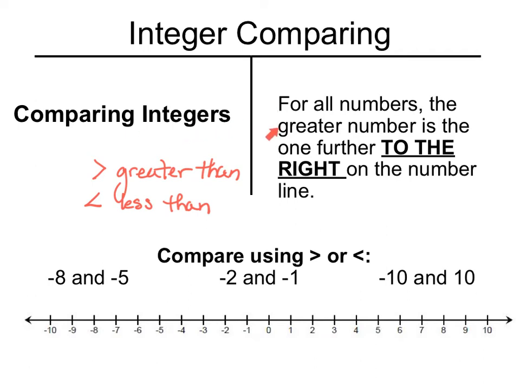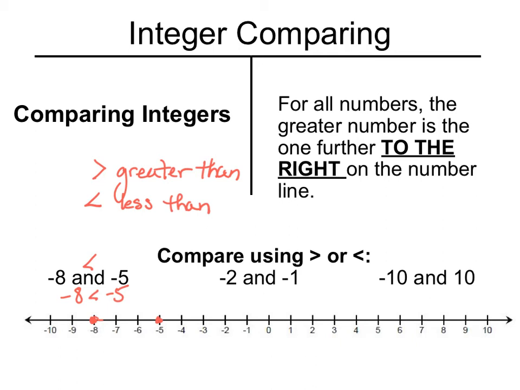All right, comparing integers. For all numbers, the greater number is the one further to the right on the number line. So just keep in mind the one that is further right is always the larger number. So we're going to compare these numbers on the bottom, and what we're going to do is graph them on the number line. So I'm going to graph -8 and -5 on the number line. Now the number that's further to the right is -5. So in this case, -8 is less than -5. So I'm going to put a less than symbol here. And I'm going to read it as -8 is less than -5.